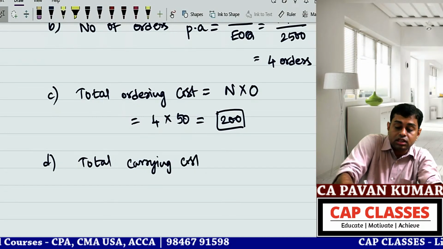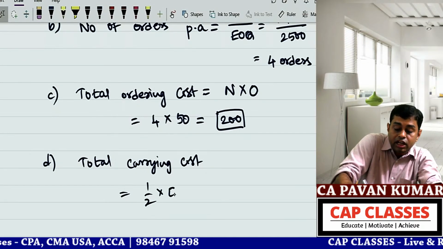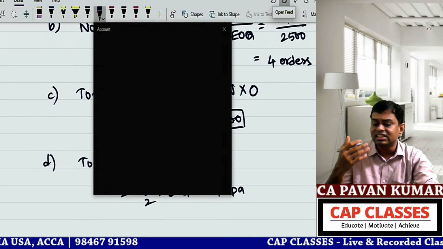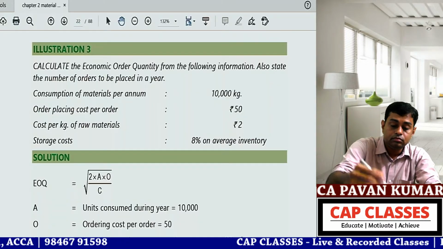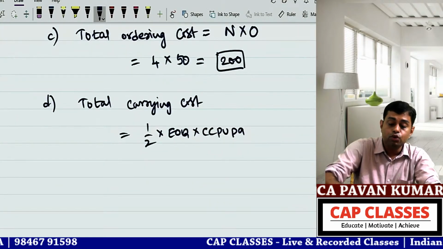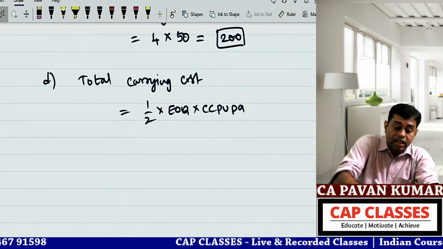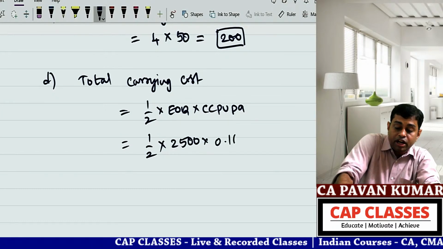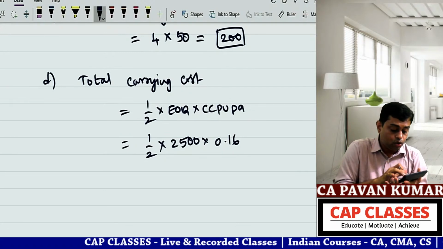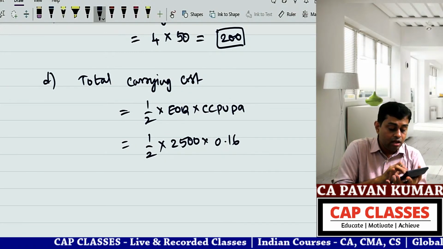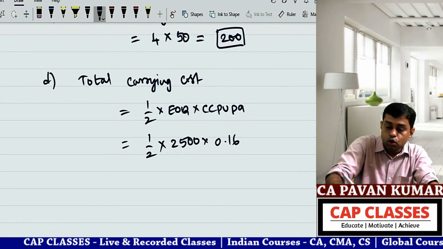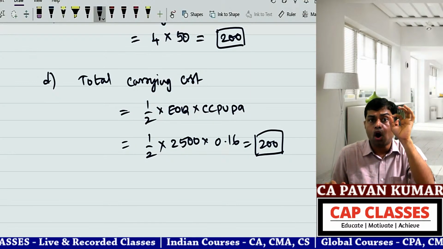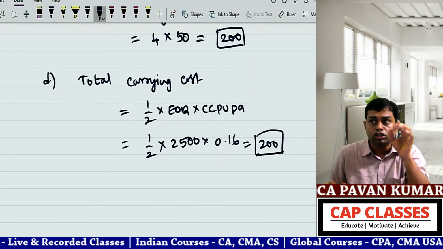Then D, total carrying cost. Total carrying cost is equal to half of EOQ into carrying cost per unit per annum, or you can simply write C also. Half of EOQ into C. What is EOQ? 2500 into what is C? 0.16 we calculated. So take calculator. 2500 divided by 2 is 1250 into 0.16 is equal to 200.